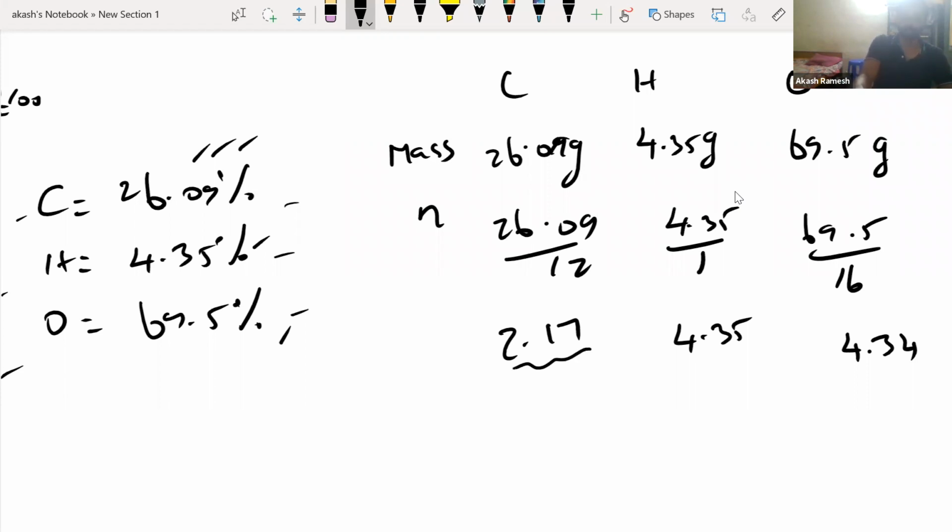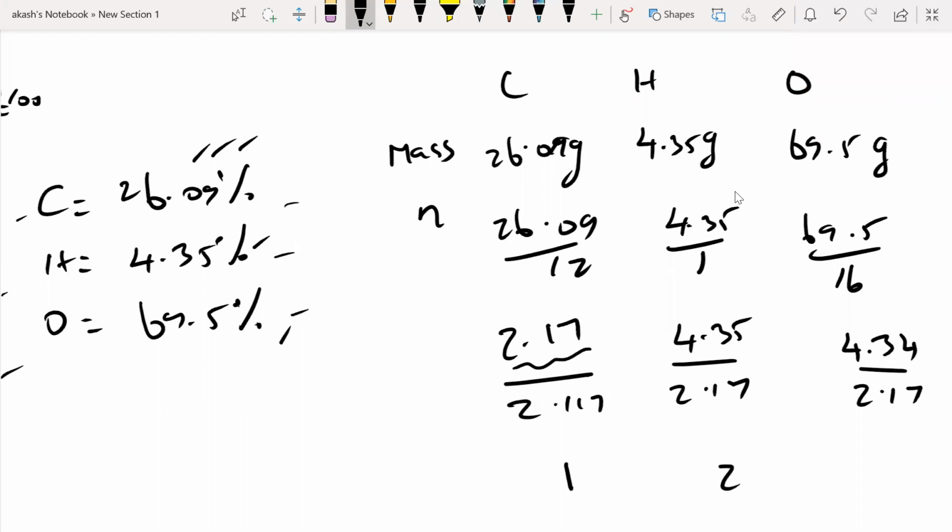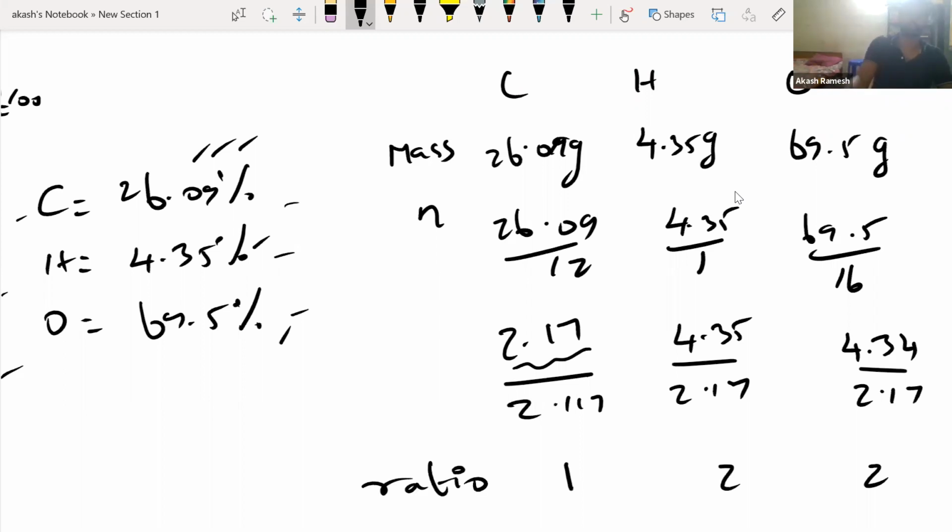So the next step is, after you find the number of moles, you divide the number of moles by the smallest value. This will be divided by 2.17, this will be divided by 2.17, this will be divided by 2.17. So what will be the ratio now? This will be 1, this will approximately be 2, again this will approximately be 2. No issues. That's it, guys. What you got here is the ratio of the elements present.